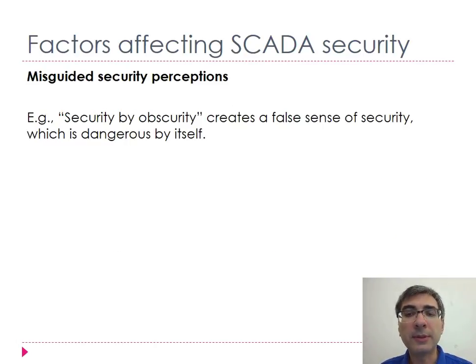Another important factor, less technical certainly, is in terms of the behavior, in terms of the perceptions of the people involved in SCADA systems, in industrial control systems, in the operation or the design of these systems. And there was certainly in the past, much less so, I must say, this misguided perception that there is such a thing as security by obscurity in industrial control systems. The reality is that there is no such thing.